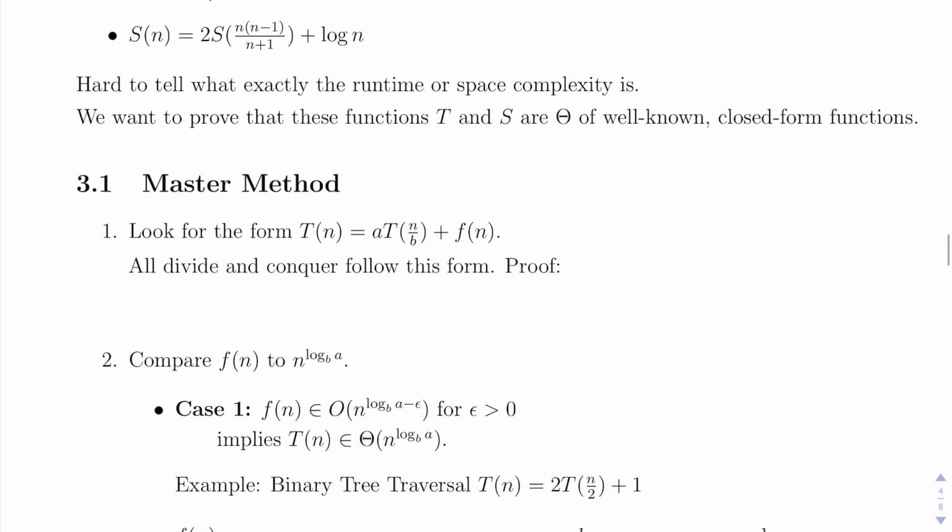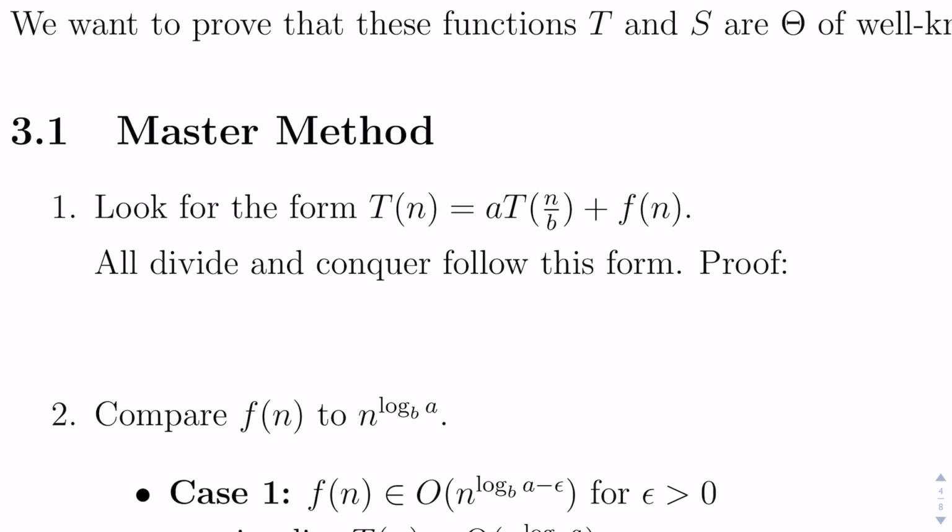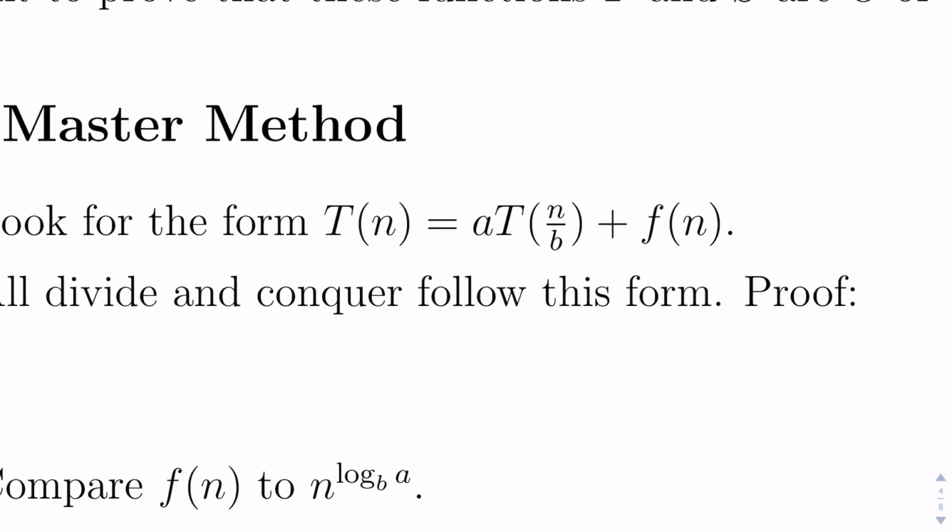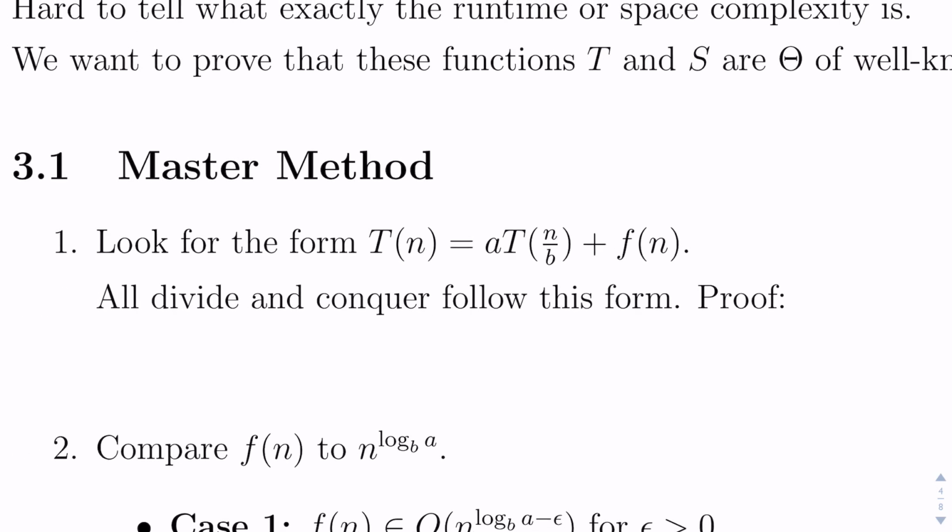One way to do that, and usually the easiest way, is the master method. The master method involves this form. It only works when you can put your recurrence in this form. If you can't put it in this form, you can't use the master method. This form says that the recurrence is multiplied by some factor a, and the size of your subproblems is smaller by some divisor b. And then for each time we recurse, we do some f of n amount of work. So you have to look for this form. But if you can find it, then you can use the master method.